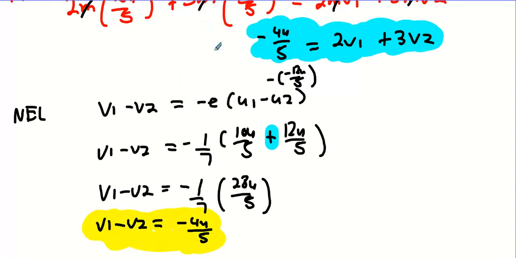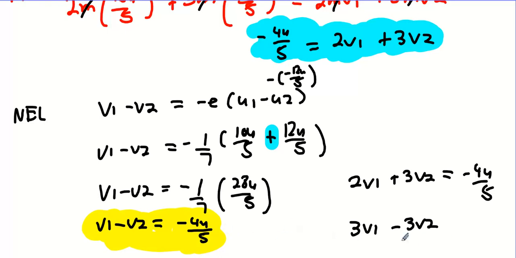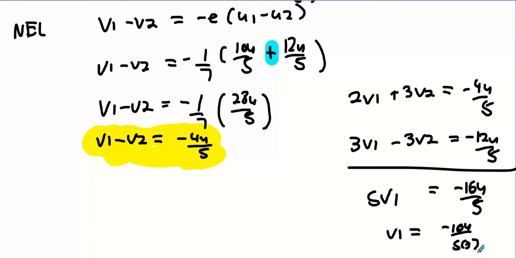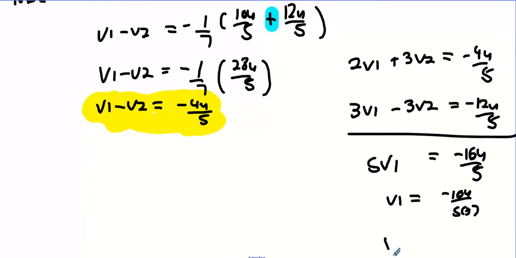So multiply the bottom one by 3. So we get 2v1 plus 3v2 equals minus 4u over 5. Multiply the bottom one by 3, we get 3v1 minus 3v2. Then multiply the bottom by 3 here and we get minus 12u over 5. And then we should get 5v1 equals minus 16u over 5. v1 equals minus 16u over 5 divided by 5, which is minus 16u over 25.